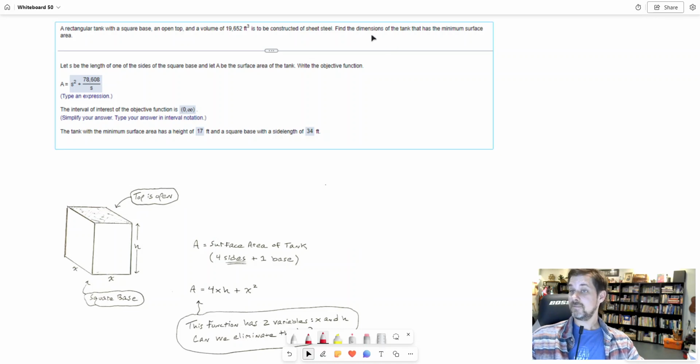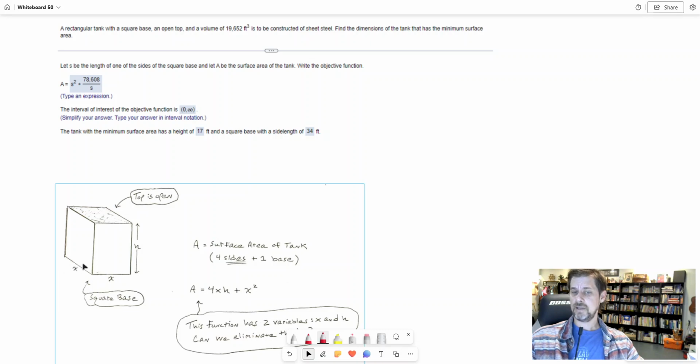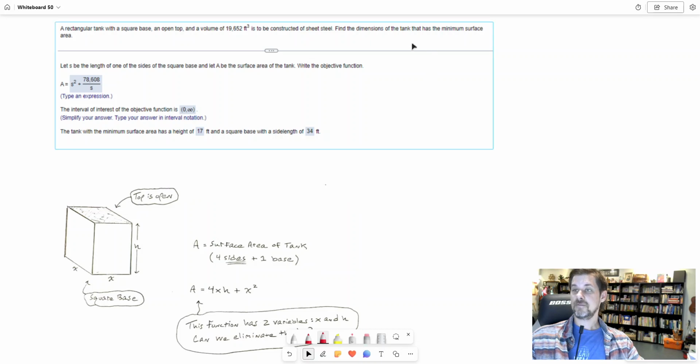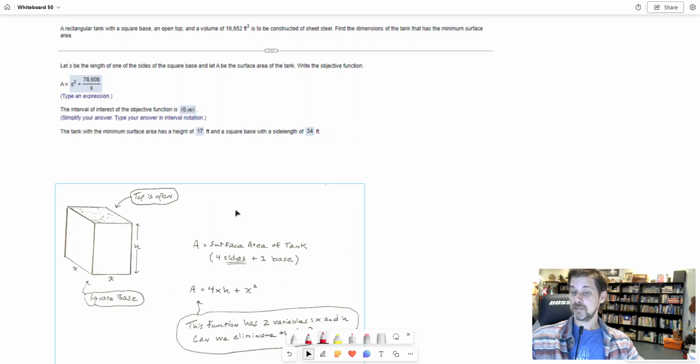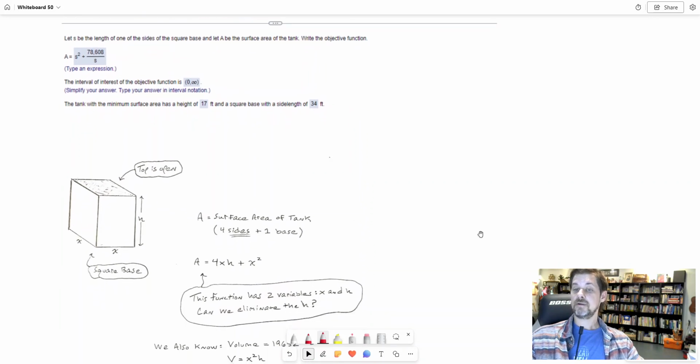So in order for me to find the dimensions, and by dimensions it means how big should the base be and how tall should it be, in order for me to minimize that, I need some function that tells me the surface area of the tank. Okay, so let's think of it like this. The surface area of the tank is this. The tank is made from four sides and a base. So if I can tell you the area of the four sides plus the base, then that would be a function that tells you the total surface area of the tank.